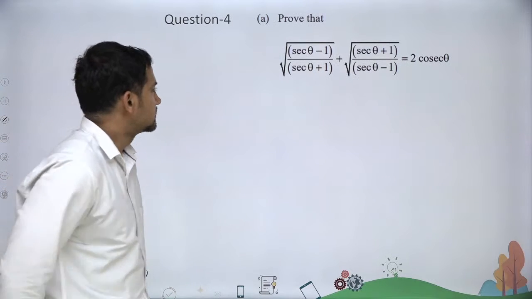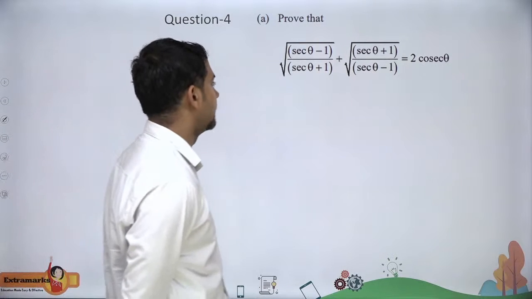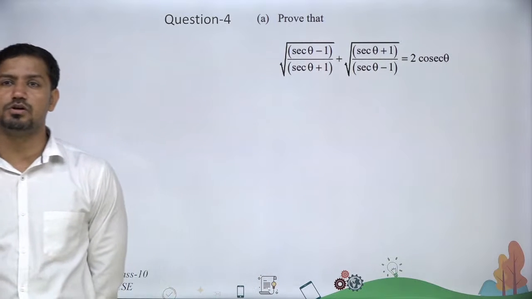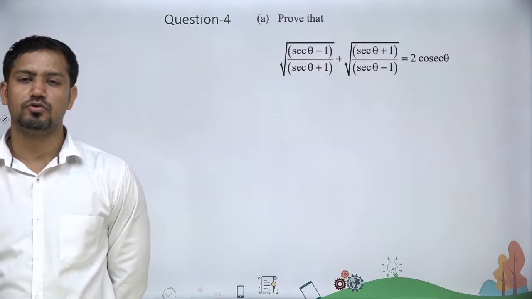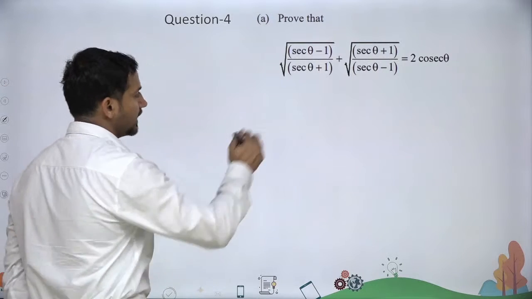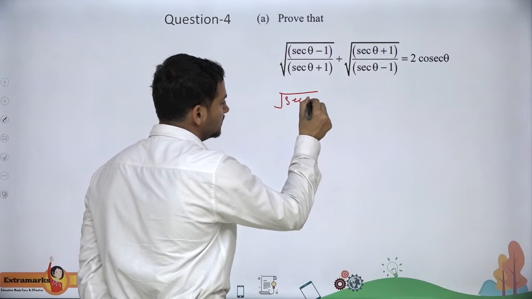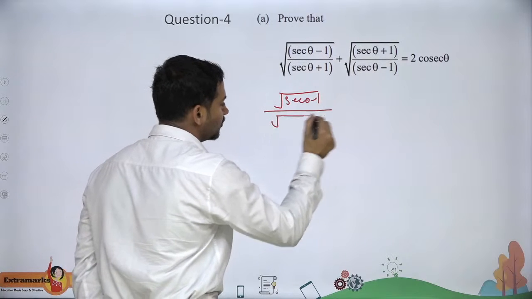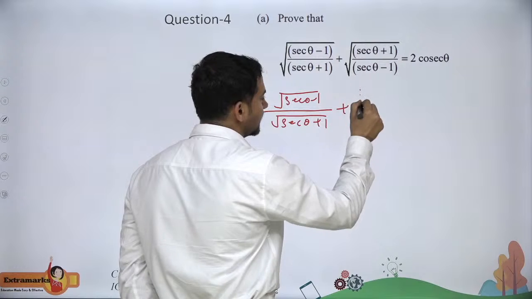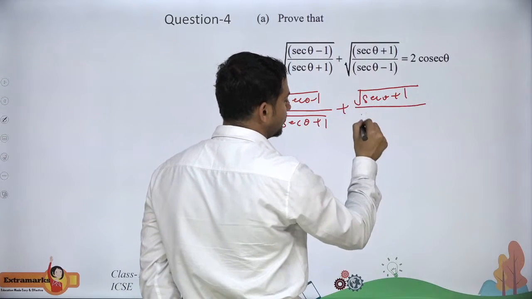Prove that under root sec theta -1 upon under root sec theta plus 1, plus under root sec theta plus 1 upon under root sec theta -1, is equal to 2 cosec theta. So 2 cosec theta, how can we get it? See, the most important part, how we can get it. I will tell you the easiest solution of this question. See, sec theta -1 and sec theta plus 1, we can write it again as sec theta plus 1 and sec theta -1.